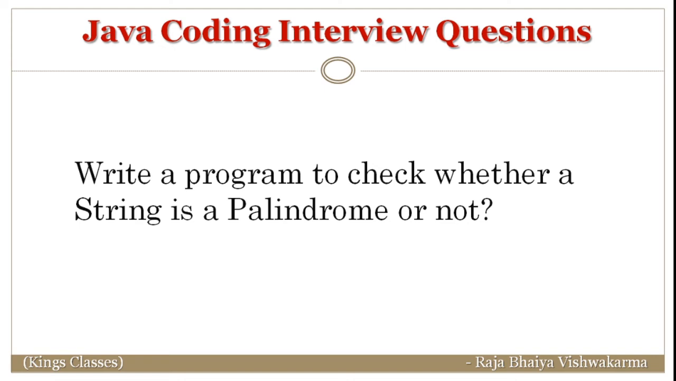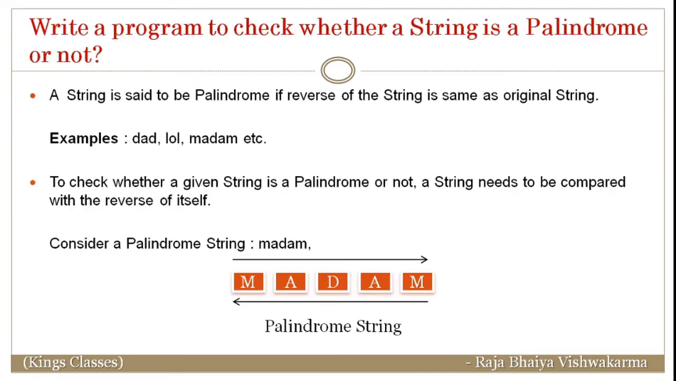So today in this tutorial we are going to learn about Java coding interview questions. We are going to write a program to check whether a given string is a palindrome or not. Basically, a string is said to be a palindrome if the reverse of the string is the same as the original string. For example, consider the strings dad, lol, madam, etc. These are examples of palindrome strings.